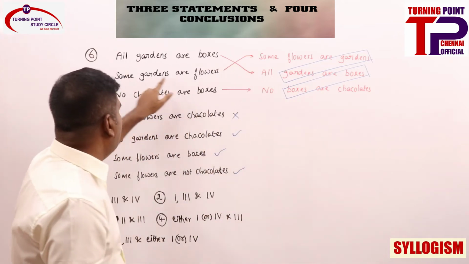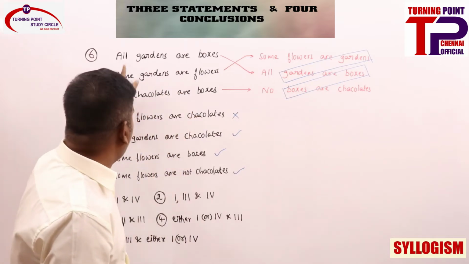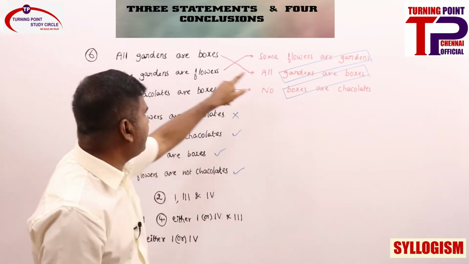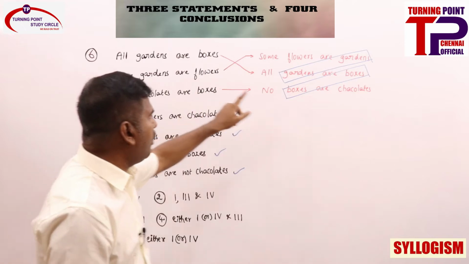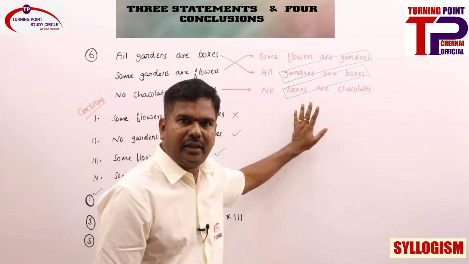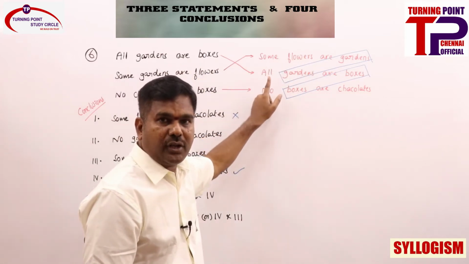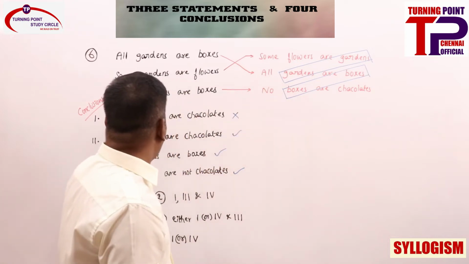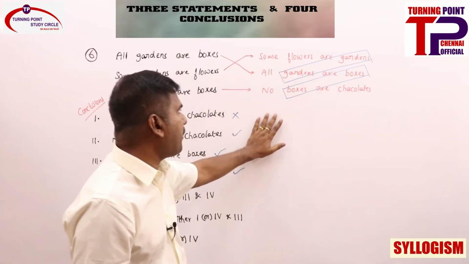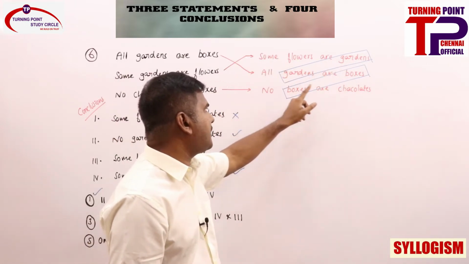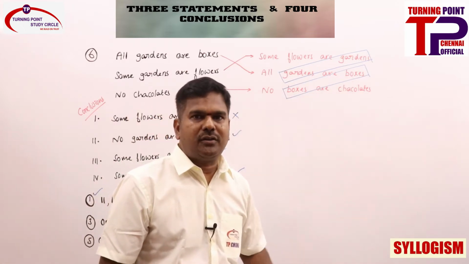Now see here: some gardens are flowers. This one is converted, as I mentioned, as some flowers are gardens. Next, all gardens are boxes, kept as it is. Finally, no chocolates are boxes, converted as no boxes are chocolates. Ma'am, clear? So I is converted into I and put on top, the A statement in the second position without any conversion, and finally no chocolates are boxes converted to no boxes are chocolates. Now it has been properly aligned: predicate of the first statement, subject of the second statement, predicate of the second statement, subject of the third statement. Now based on this we are going to solve the problems.